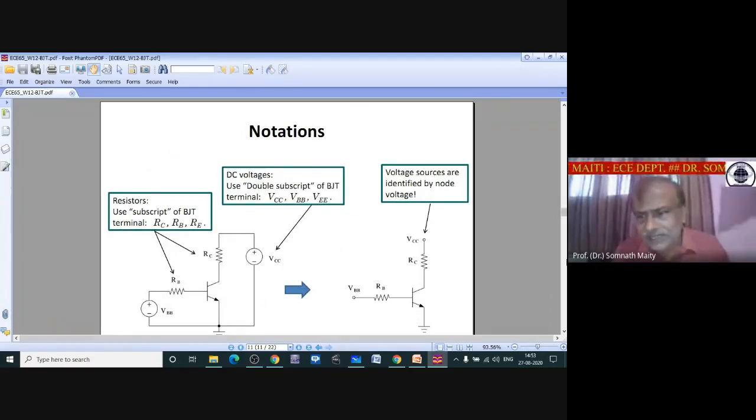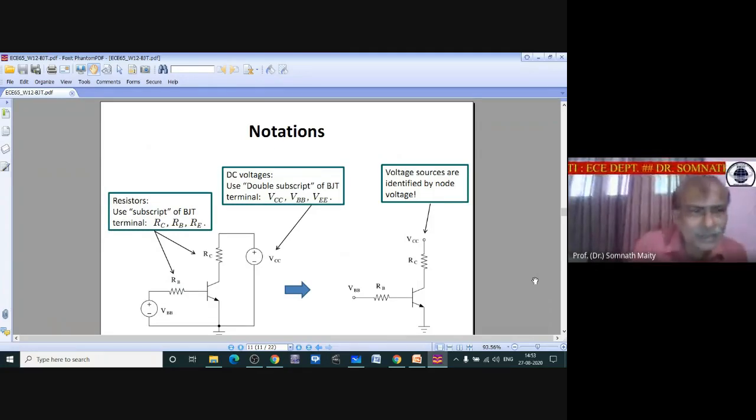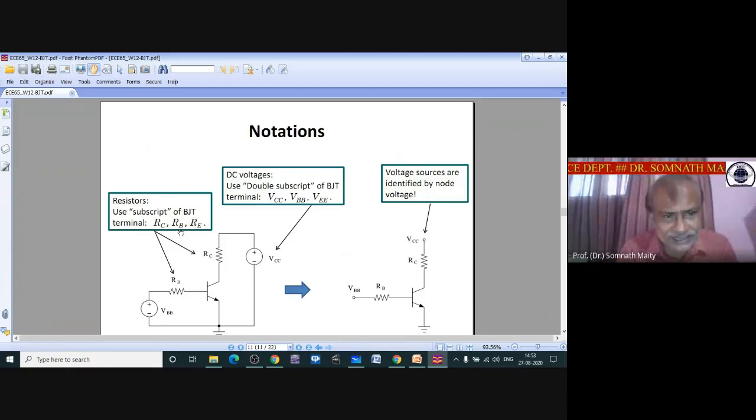In case of transistors, a certain convention is followed. What are those? A subscript: RC, RB, RE with capital R. The suffix C means these are the components. VBB means base supply. VCC means DC supply, collector. Double suffix indicates the source.